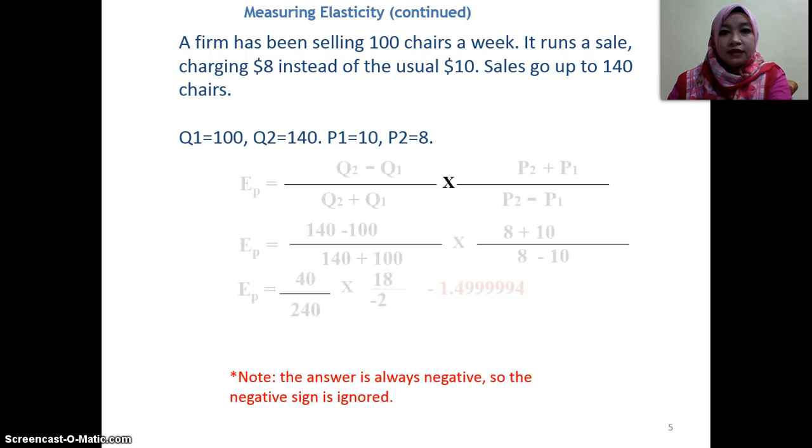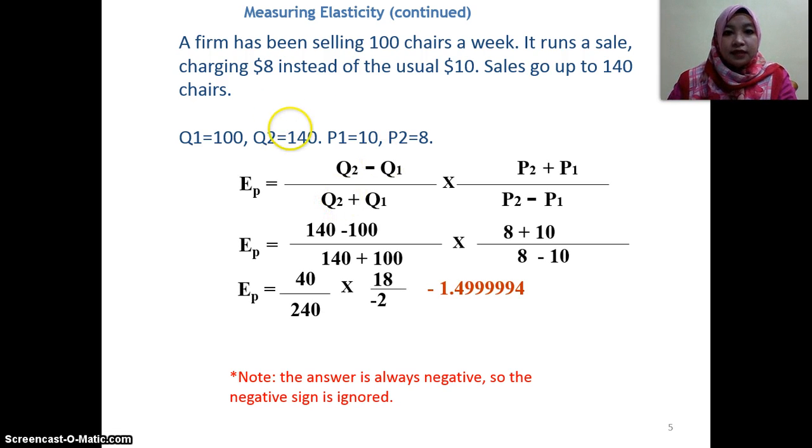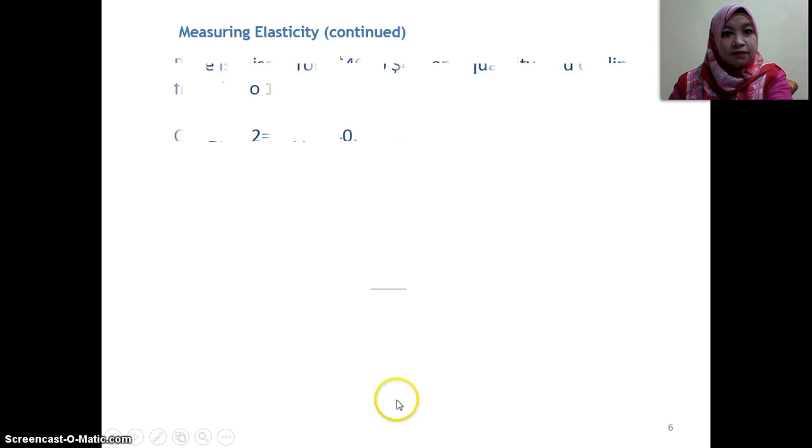Yes, you are right. This is the correct step for this calculation. And the answer is EP equals 1.5. And remember, when we do this calculation, always ignore the negative sign. Are you ready for the second example?